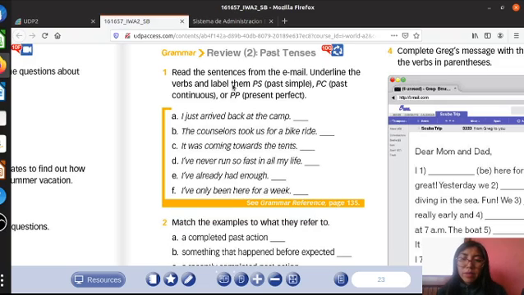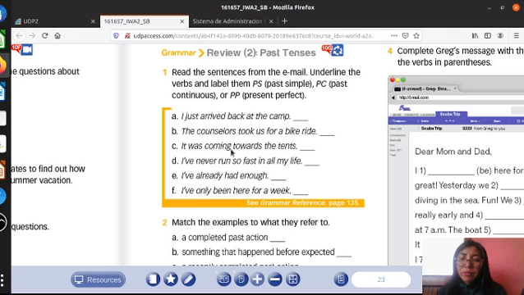Okay, for example here, I just arrived back at the camp. Where is the verb? Okay, arrived. The second, the counselors took us for a bike ride. Okay, here you have the verb took. It was coming towards the tent. Tell me the verb. That's right, was coming. That is the verb.